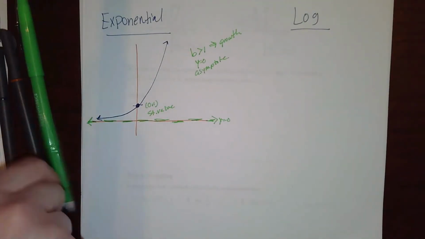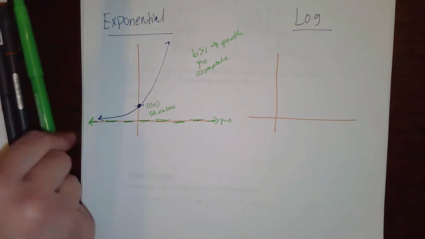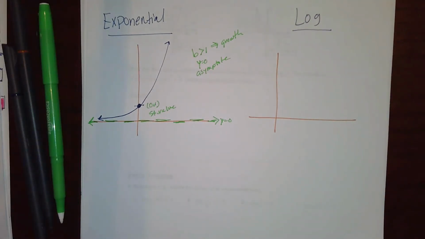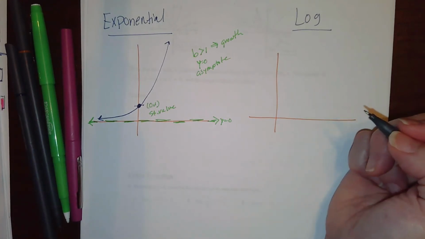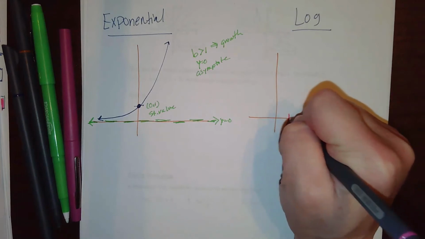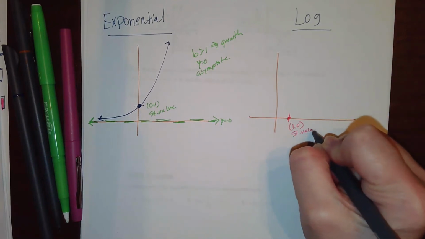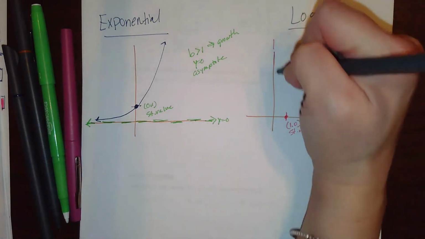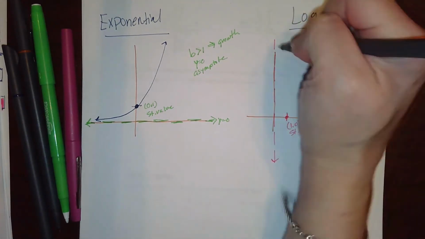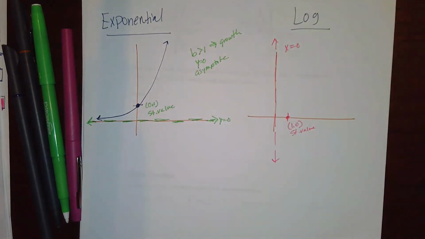This is what a basic log function looks like. It's all the inverses of all of these things. What I mean by that is, instead of having a starting value of (0, 1), we have a starting value of (1, 0). Again, it's the inverses. We're switching x and y. This is going to be our starting value. Instead of having an asymptote at y equals 0, we're going to have an asymptote of x equals 0. Again, completely the opposite, switching y and x.